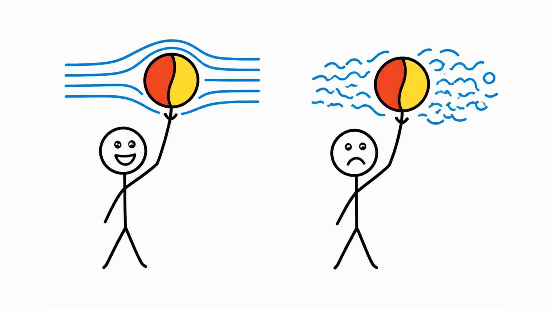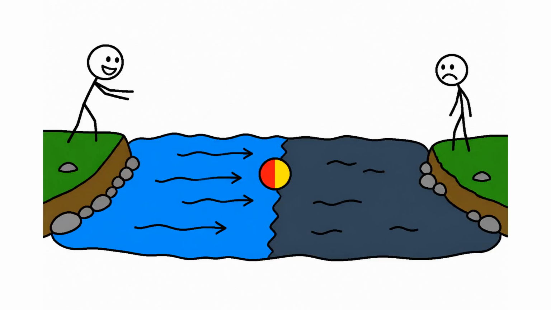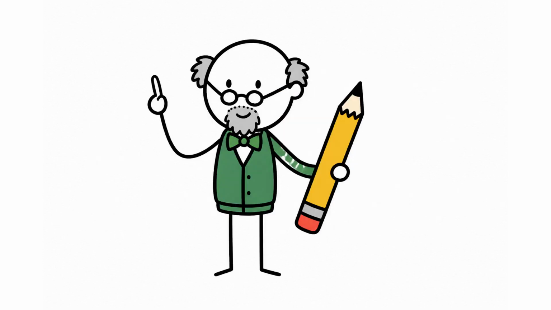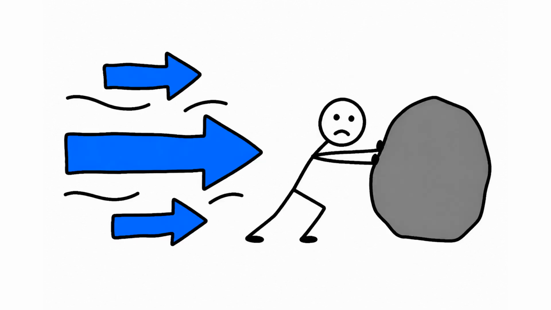Fast-moving air presses sideways less, slow-moving air presses sideways more. It sounds backwards, but it is one of the deepest rules in all of physics. When air speeds up, its sideways push drops. So think about what that means for our ball. On the fast side, the air is pressing on the ball gently, a weak push. On the slow side, the air is pressing on the ball hard, a strong push. The ball is being squeezed by two hands of air, one weak, one strong. And when one push is stronger than the other, the stronger one wins.